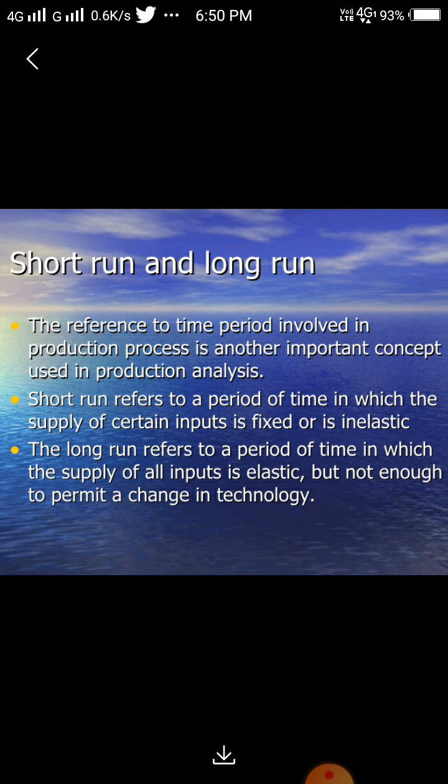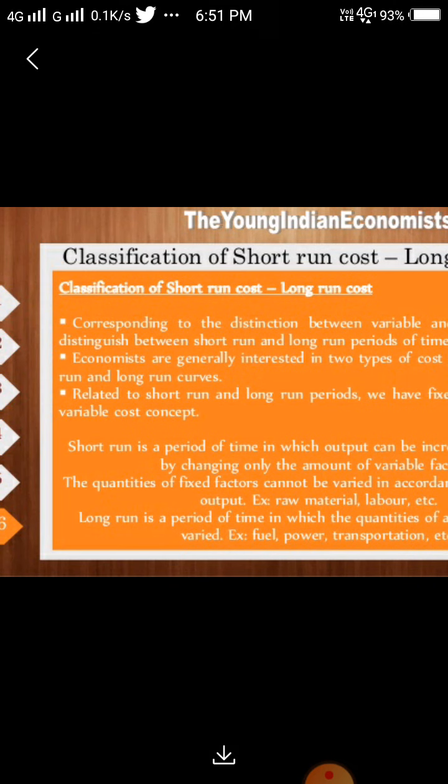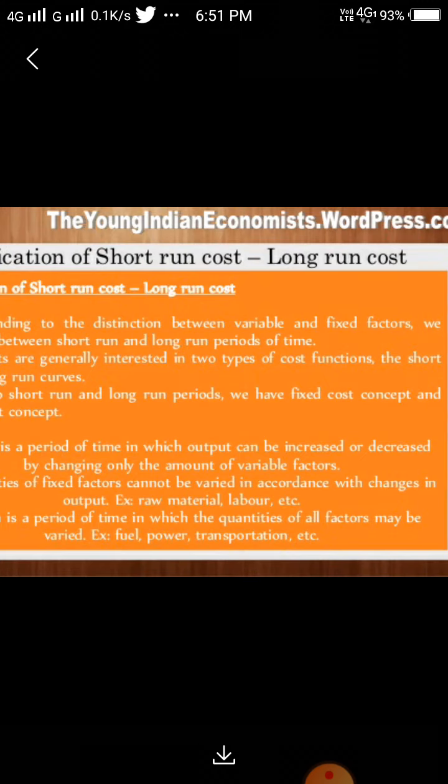Now we understand this at a high level, the short run and long run. The reference to the time period involved in the production process is another important concept used in production. Short run refers to a period of time in which the supply of certain inputs is fixed or inelastic, right? The long run refers to a period of time in which the supply of inputs is elastic enough to permit a change in technology, right? So students, we understand the concept of the short run and the classification of short run and also long run. I have already explained, so you can understand it.